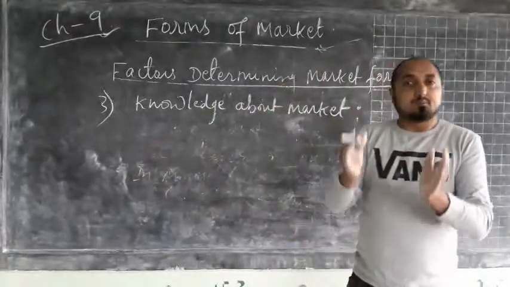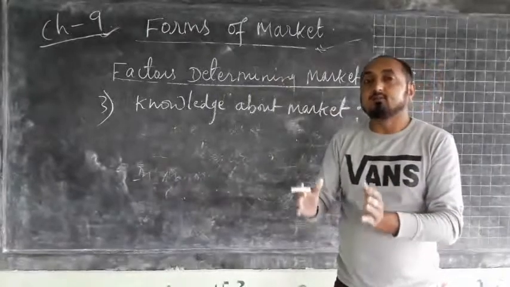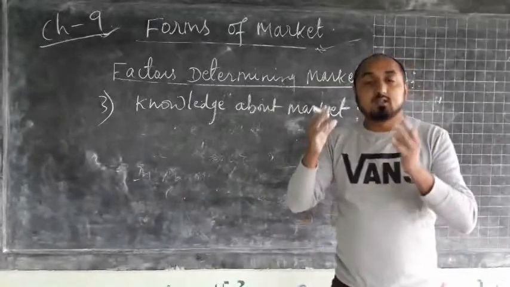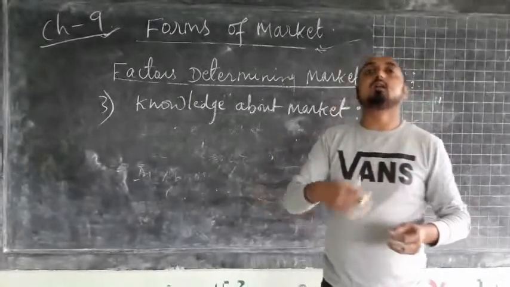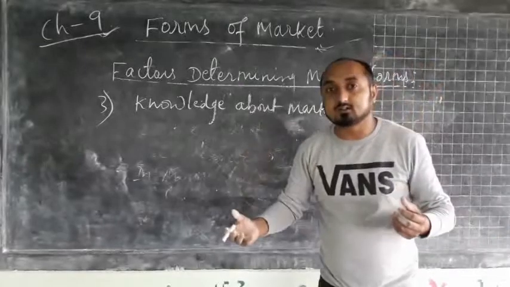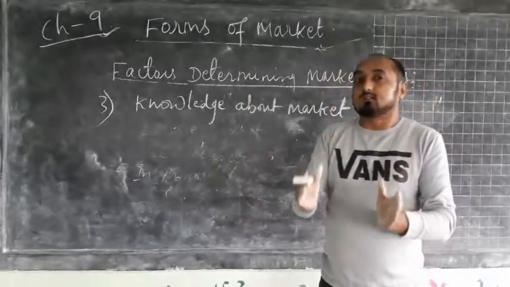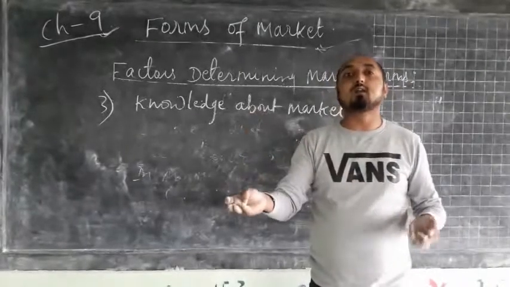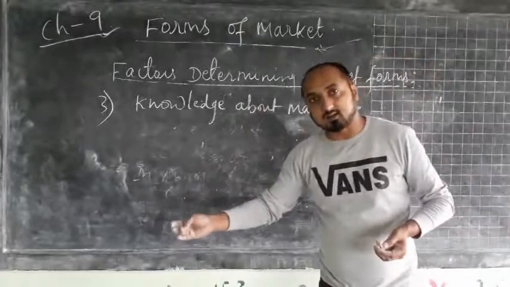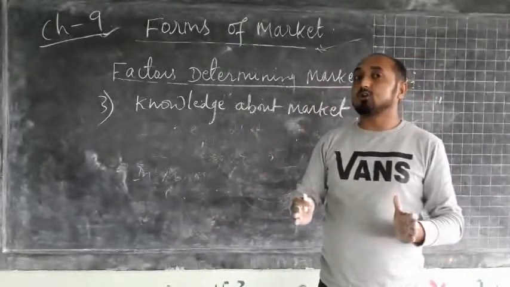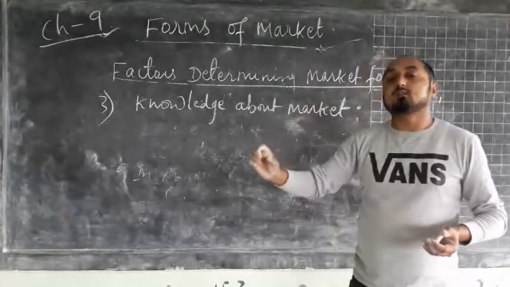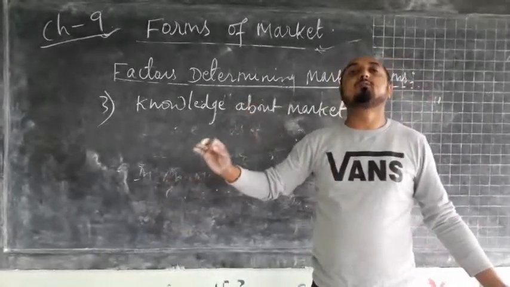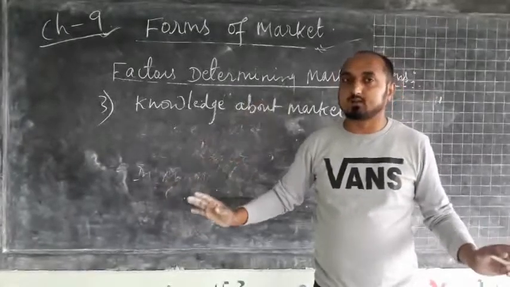Whereas if the buyers have no information, or if they are lacking information about the product and the quality as well as the price of the product in the market, then we can say that the consumers or the buyers are ignorant. So that happens in the case of a monopoly market or monopolistic market. If the buyers have perfect knowledge, it means we are dealing with a perfectly competitive market, and that is an important feature of that market.